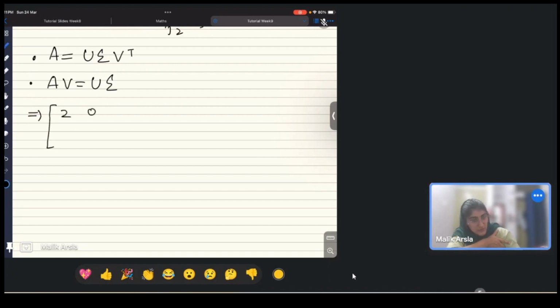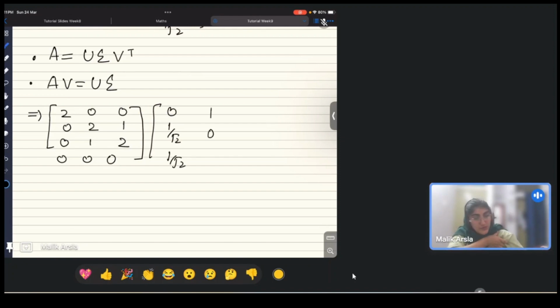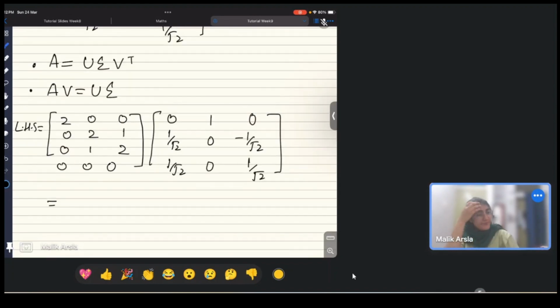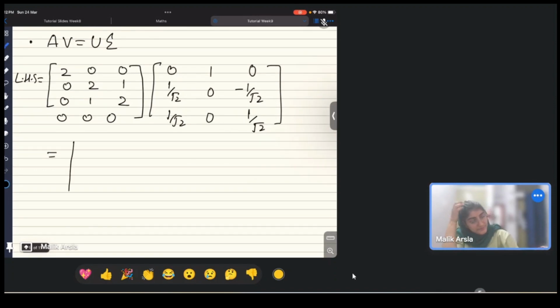Now here when we multiply A with V, A is what? 2 0 0 0 2 1 0 1 2 and 0 0 0. This is our A matrix. Then our V matrix is 0 1 by root 2 1 by root 2, then 1 0 0, then 0 minus 1 by root 2 and 1 by root 2. This is basically our LHS. So calculate this and tell me what you are getting here. This multiplication. Do it quickly and tell me.